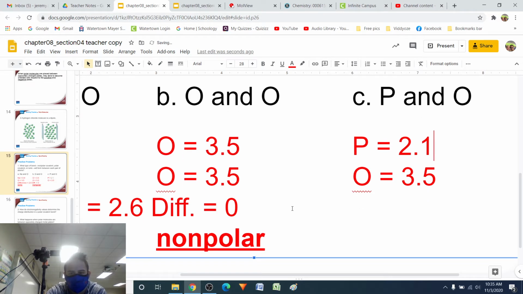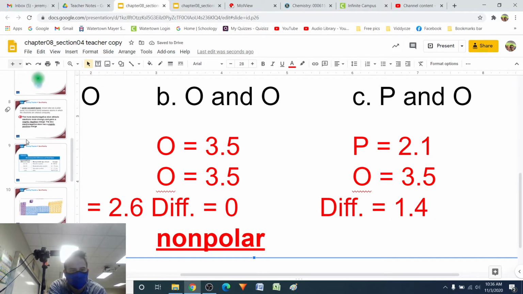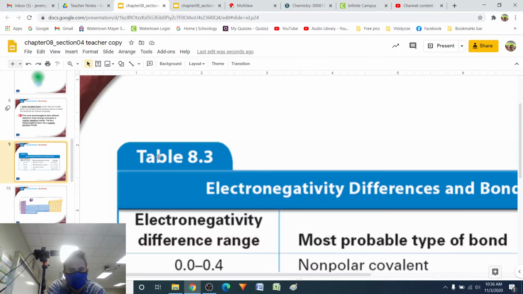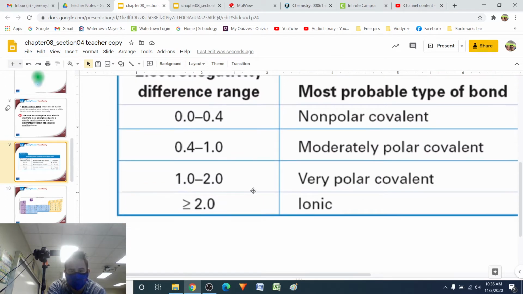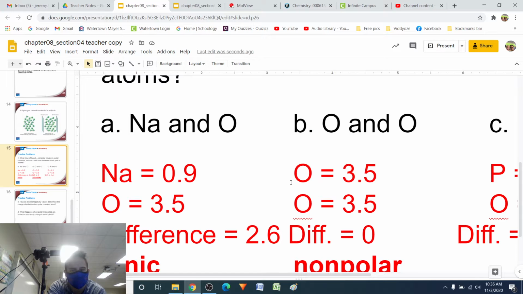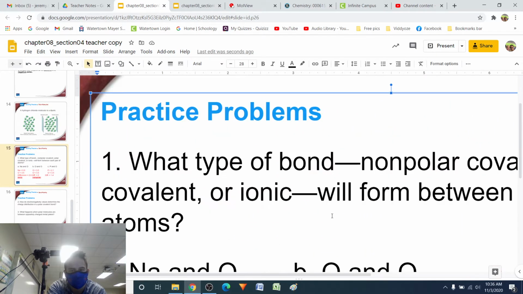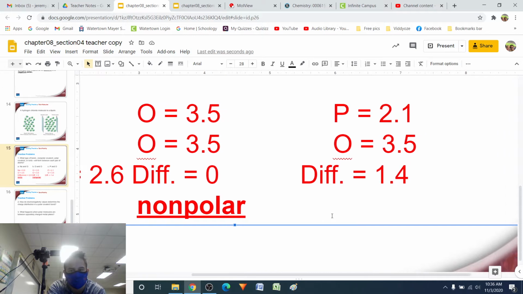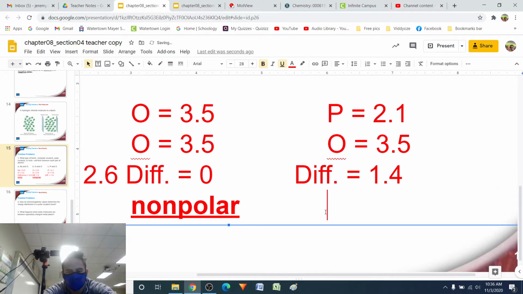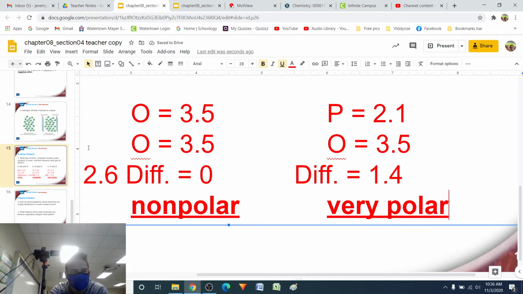All right, so then let's take a look at the difference between these. We take 3.5 minus 2.1, we get a difference of 1.4. And in terms of where that falls on our polarity range, let's take a look at our chart. Between 1 and 2 is considered very polar. All right, so we are going to consider this to be very polar. So let's click down here. Oh, I'm going to move this every single time, it looks like. A little bit annoying, but that's fine. So very polar. There we go. All right, so zoom back out here.